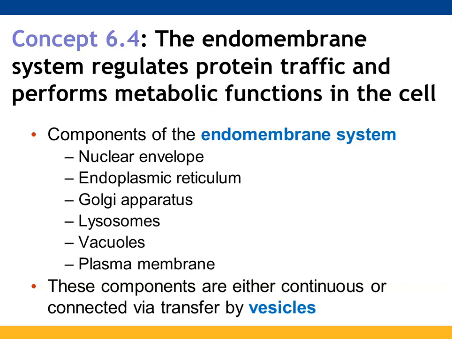So the endomembrane system is what helps to get the pieces that make up your protein, and then the proteins themselves, from one point to another. So it's basically your factory. You can have components be transferred between these either continuously, or they can be moved between different components using vesicles. So you're going to go from your nuclear envelope to your ER to your Golgi apparatus, and then depending on what the function is, it could go to a lysosome, it could go to a vacuole, or it could be headed towards a plasma membrane.